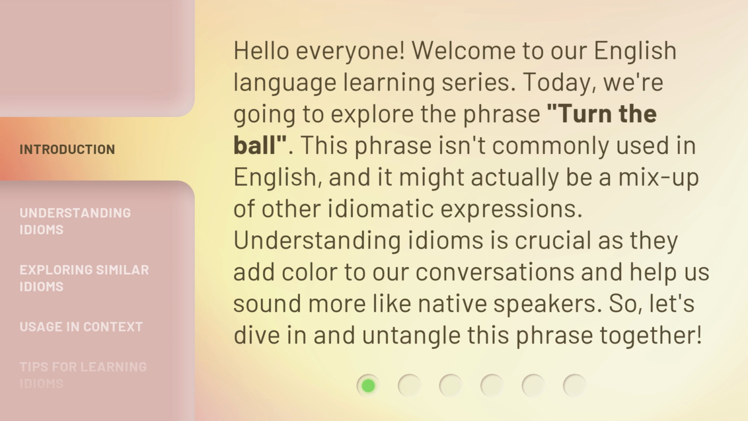Today, we're going to explore the phrase, turn the ball. This phrase isn't commonly used in English, and it might actually be a mix-up of other idiomatic expressions. Understanding idioms is crucial as they add color to our conversations and help us sound more like native speakers. So, let's dive in and untangle this phrase together.